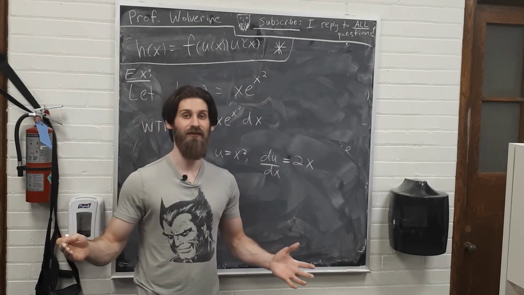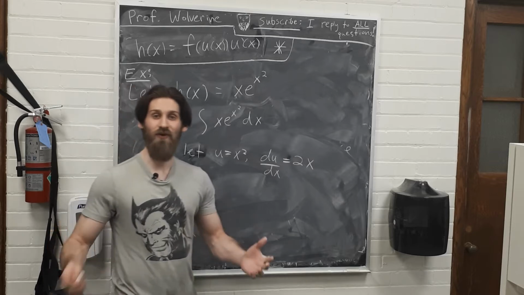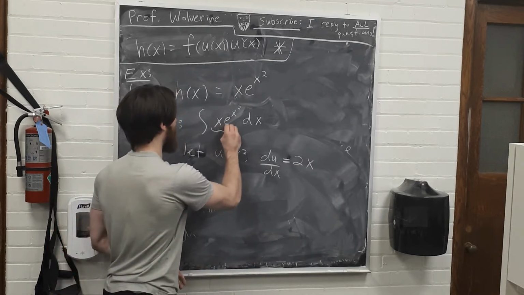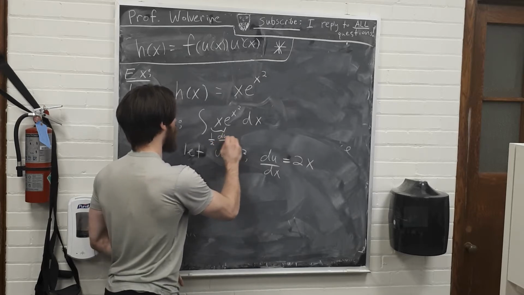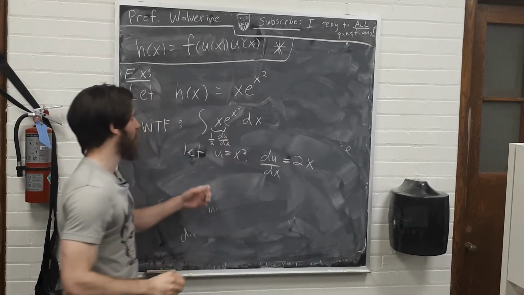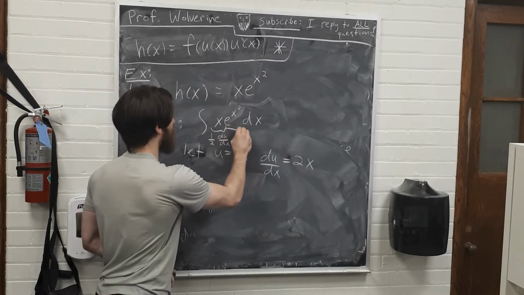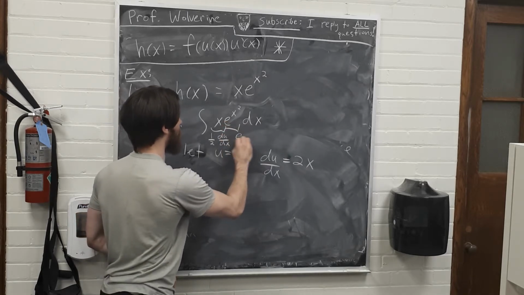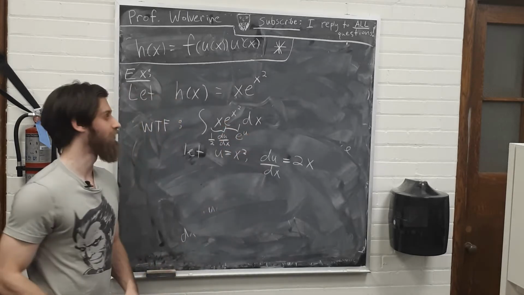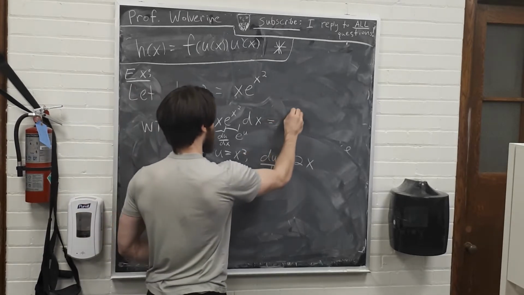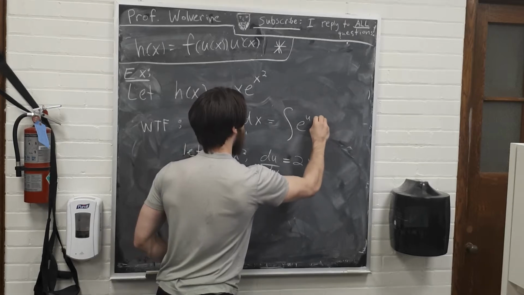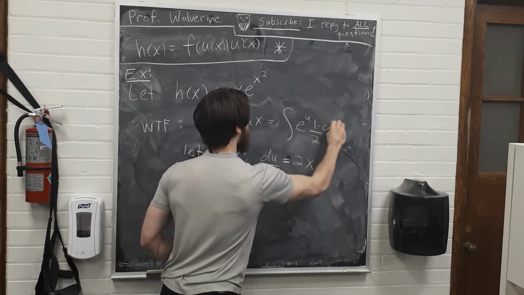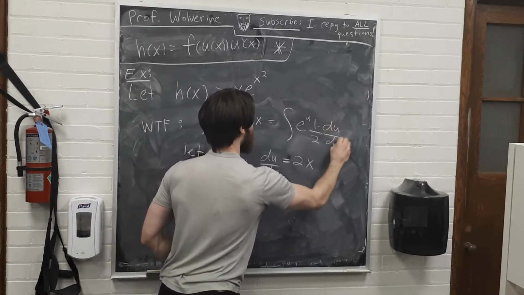Right? Tell me that's all right. All right. Okay, so what does that tell us? That tells us that this thing right here is equal to 1 over 2 du over dx. And this thing right here is equal to e to the u, right? So this thing right here is equal to e to the u times 1 over 2 du over dx.